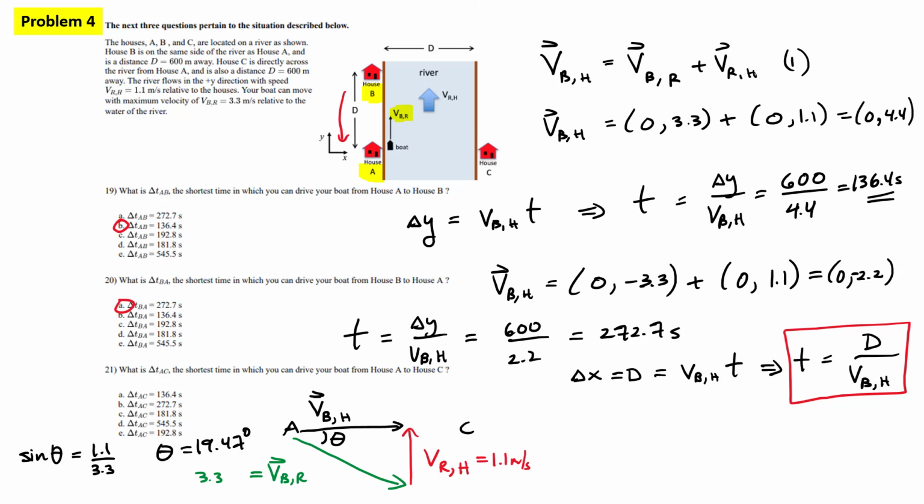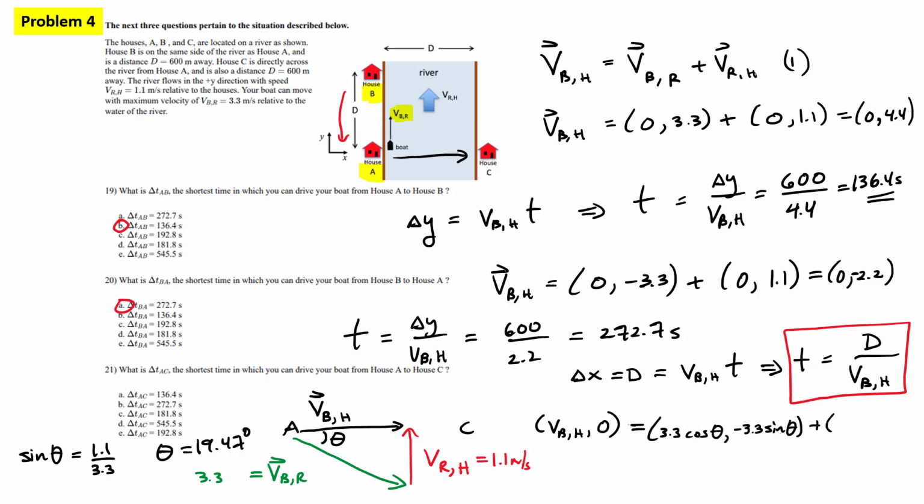Now what we're going to do is find the velocity of the boat relative to the houses. If you look at this black vector over here, it only has an x component. So I would simply write that as the velocity of the boat relative to the house. It has no vertical component because I just want to end up going straight across in this direction. That is the sum of two terms: the boat relative to the river, which I want to write in terms of an x and y component. The x component of this guy should be 3.3 multiplied by cosine of the angle theta, that 19.47 degrees that I just solved for. The y component is minus 3.3 sine of that same angle theta.